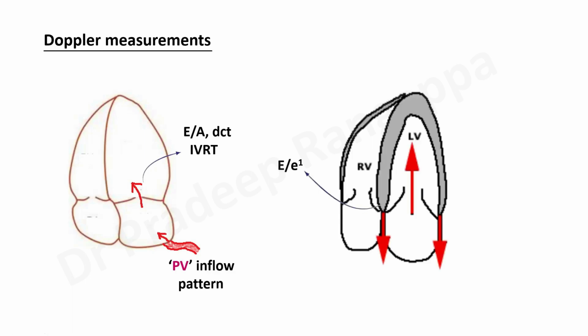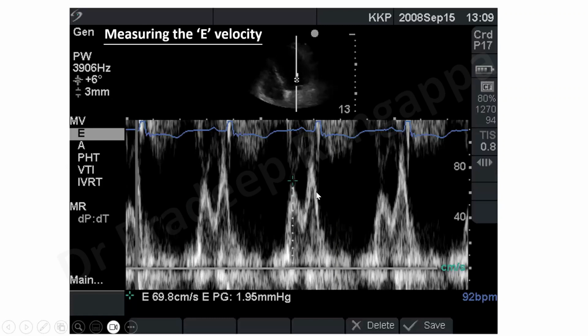E prime is where we keep the cursor with the sample, with tissue Doppler, at the medial annulus of the mitral valve. We look at the Doppler to see the excursion of this annulus, and we look at the velocity to make an assessment of filling pressure. So the filling pressure is measured by doing tissue Doppler at the medial mitral annulus, so that we get the E prime. I'll just show you the steps.